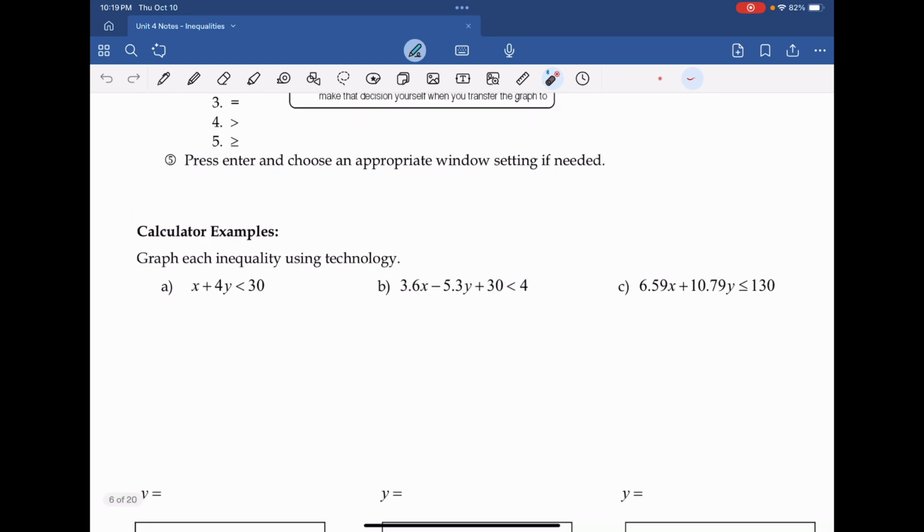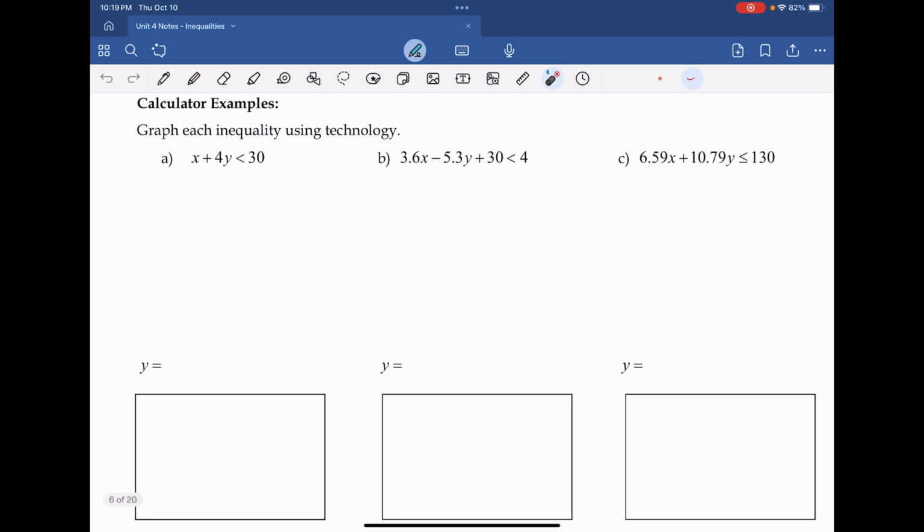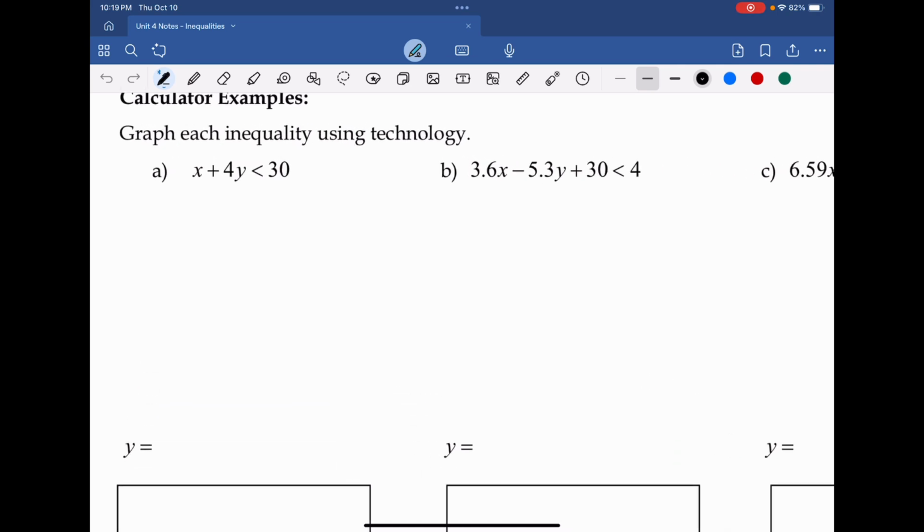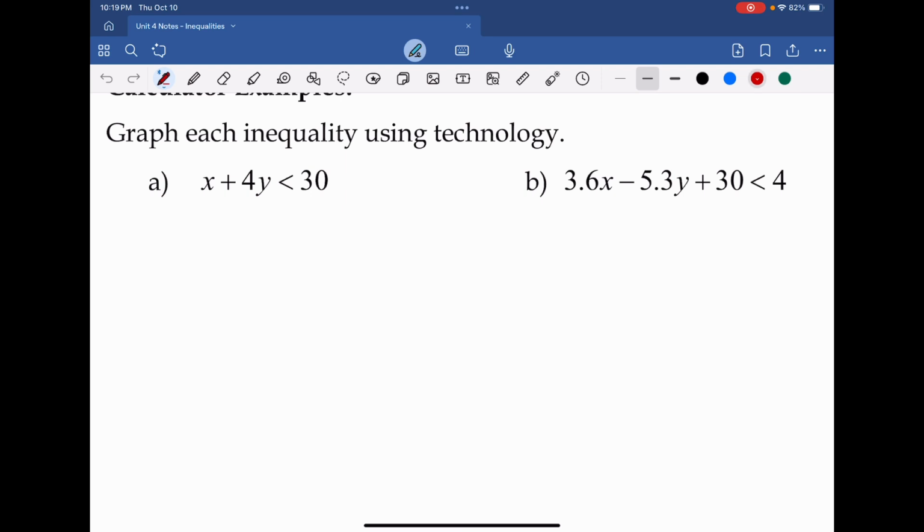All right, now let's go on to the calculator examples. So typing these things into our graphing calculators, we know we must have the y on one side, just like we did in quad functions and even equations sometimes, where we had to make sure everything was on one side such that the y was isolated. We're going to do the same principle here. So first and foremost, I'm going to start by subtracting x from both sides. When I subtract x from both sides, I get 4y is less than negative x plus 30.